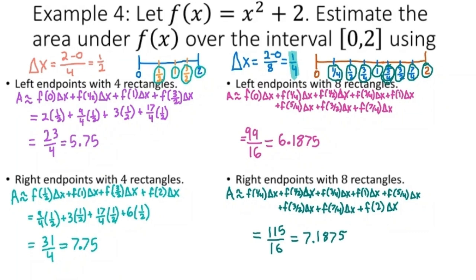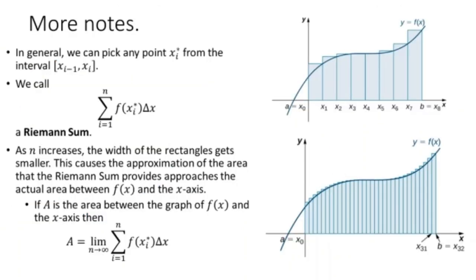which is 7.1875. Notice how changing from 4 rectangles to 8 rectangles made the left and right endpoint approximations closer and closer. We're going to discuss more about the effects of using more rectangles in the next slide. Now we're going to discuss a few more notes on those approximation methods.